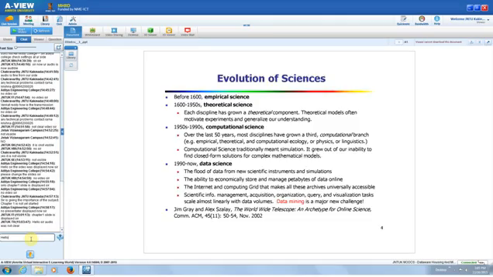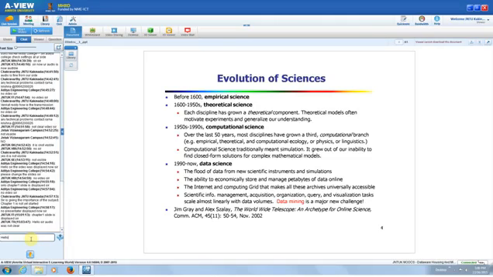Next slide. So before 1600, just empirical science. 1600 to 1950s is theoretical science. We discussed the remaining things. 1950s to 1990s, computational science. Most disciplines have grown a third computational branch, alongside empirical and theoretical. Computational traditionally means simulations, which grew out of the inability to find closed form solutions for complex mathematical models, because you're not having solutions for very large complex things.